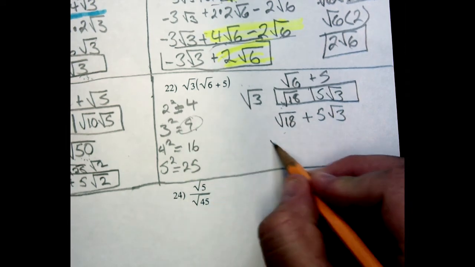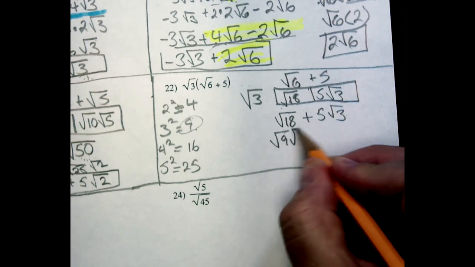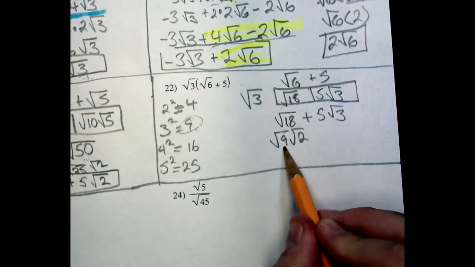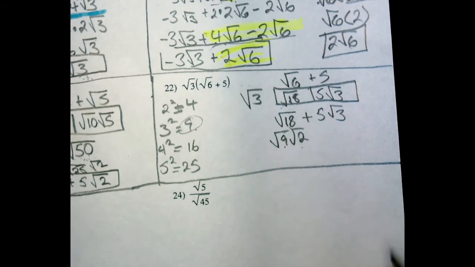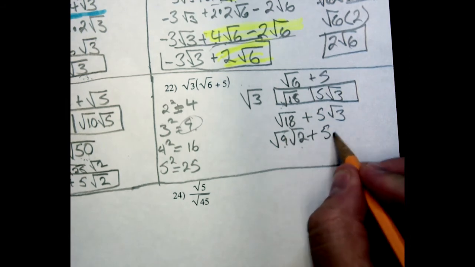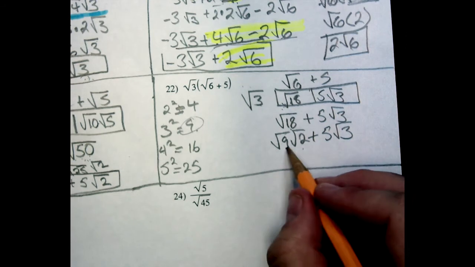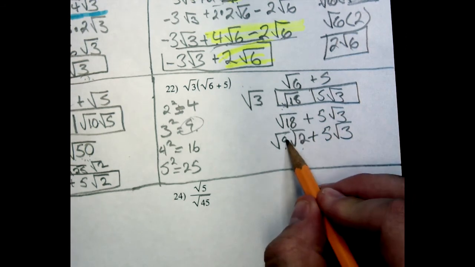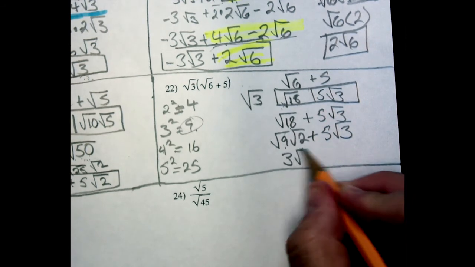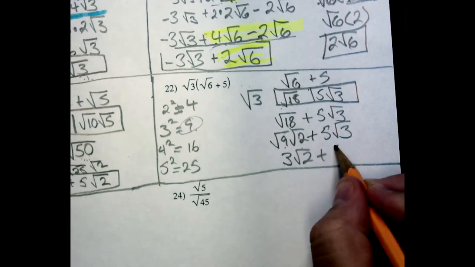So this gets rewritten as the square root of 9 times the square root of 2, because 9 times 2 equals 18, plus 5 times the square root of 3. The square root of 9 is just 3 times the square root of 2, plus 5 times the square root of 3.